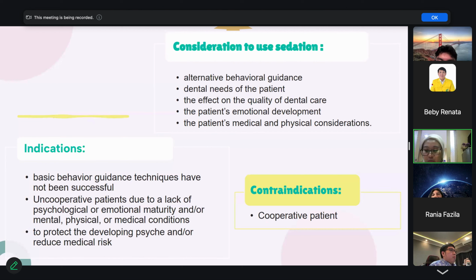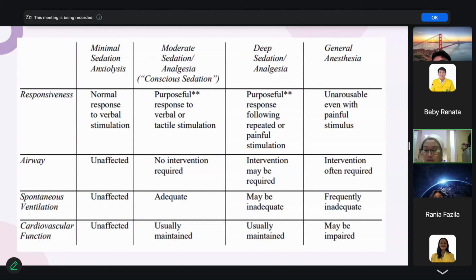So this technique, or this sedation, is the last option when the basic guidance is not working for the uncooperative patient. When a dentist considers choosing a sedation technique, he or she should also consider the length of working time, and usually the maximum time is 1 hour. Besides the type of sedation, the dentist also should consider the level of sedation, whether it should be minimal or moderate, or even go to deep sedation, or go to general anesthesia.